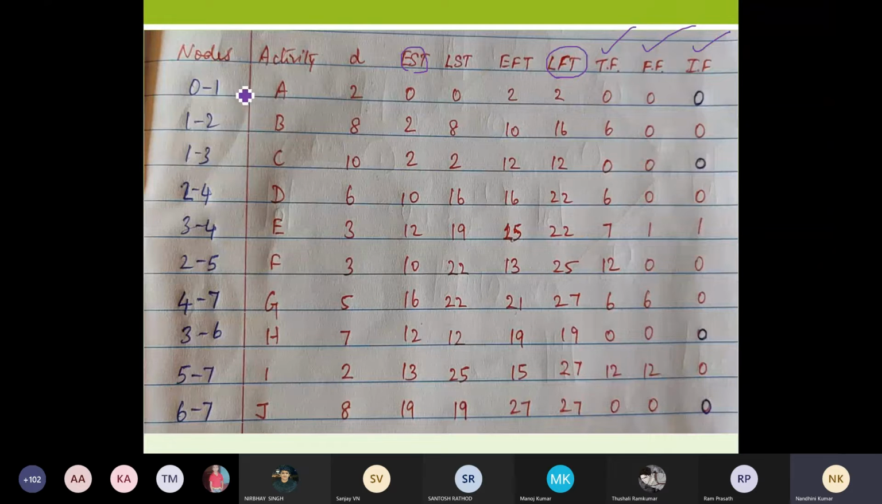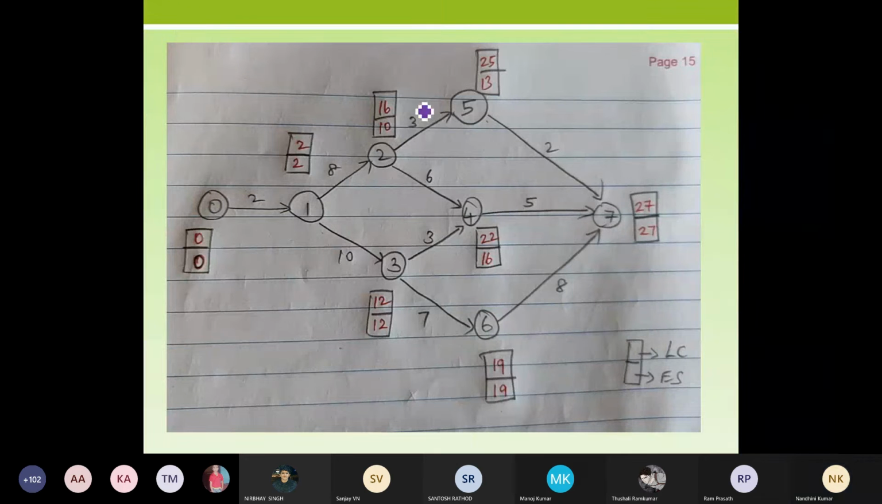So you're going to list out all your nodes and your time durations, and the early start and the latest finish time. That's how we are going to write it. When it comes to this, that is the 0 to 1 activity, your early start is going to be 0, and your latest finish time is going to be 2. Sorry.